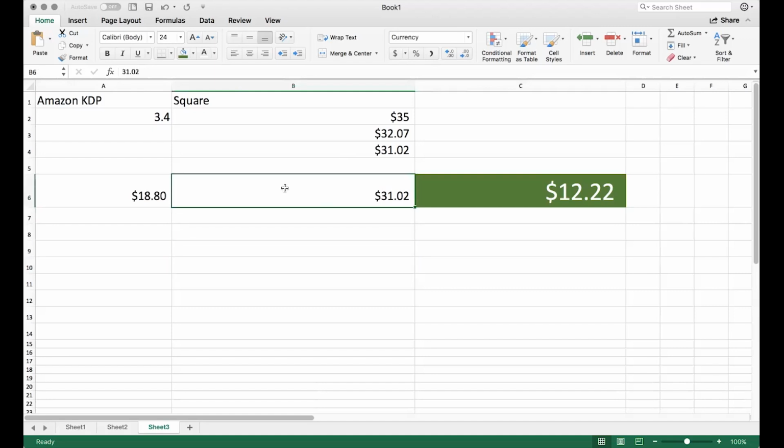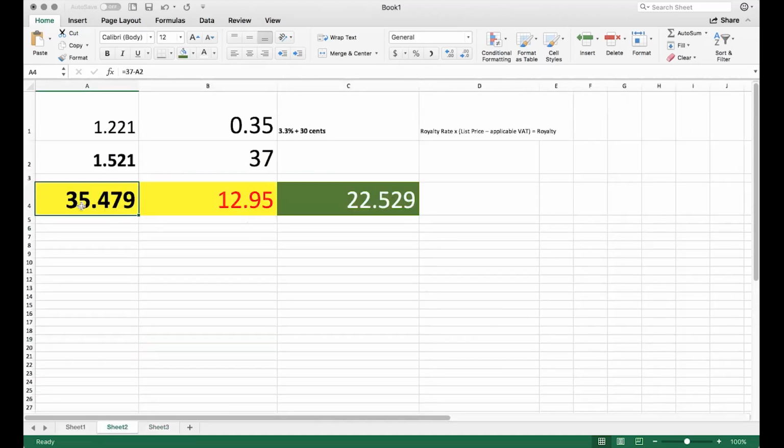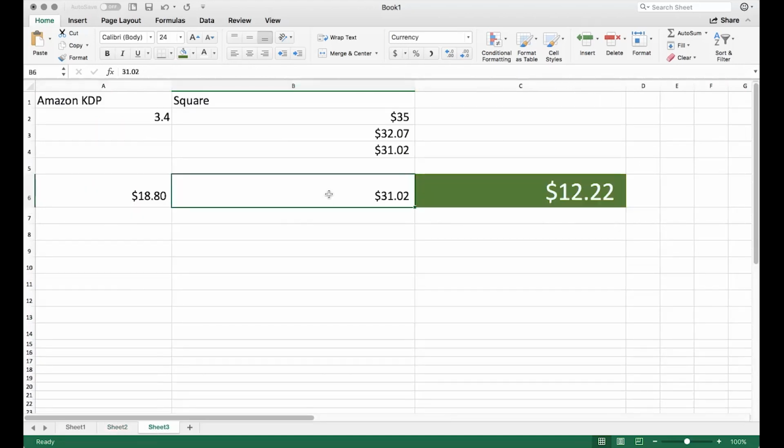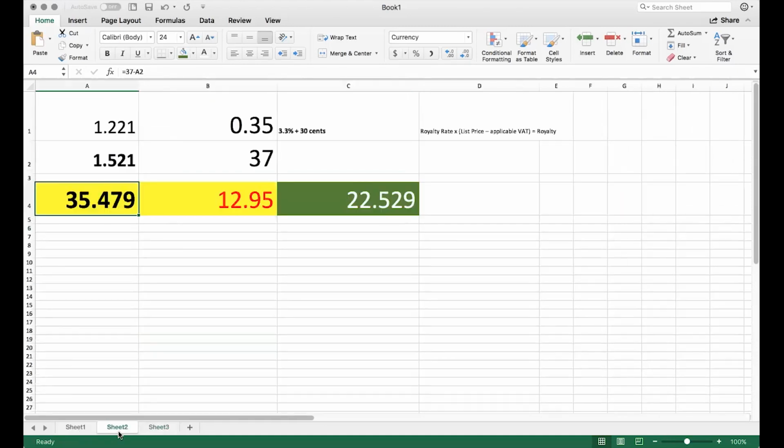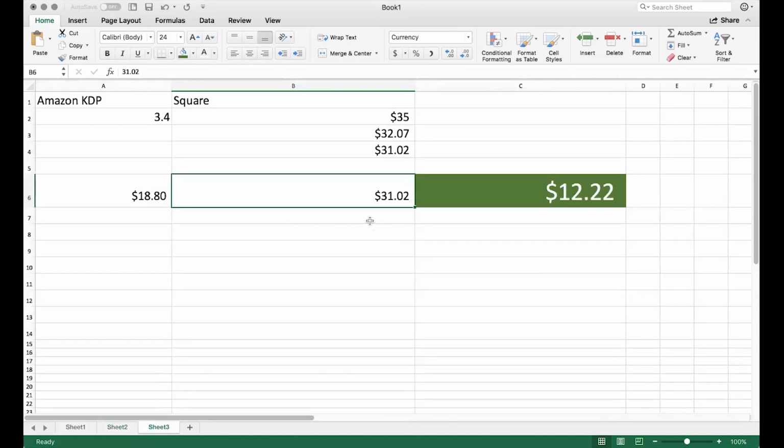Now, I just want to show you, this is what made me switch from printed books to ebooks, okay? So same $37 book, but when I sell that $37 book on my own website as an ebook, I keep $35.47. When I sell it as a printed book on my website, I keep $31.02. So you get to increase your profit margin by about $4 just by switching to an ebook, which is why I switched all my stuff over.